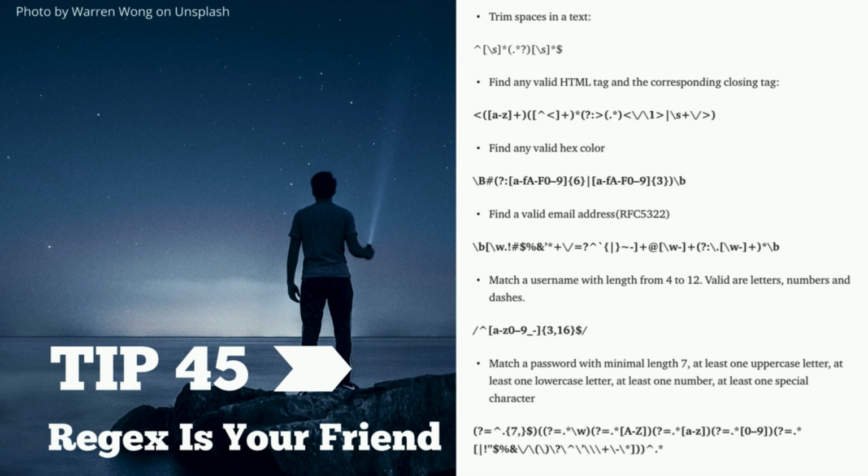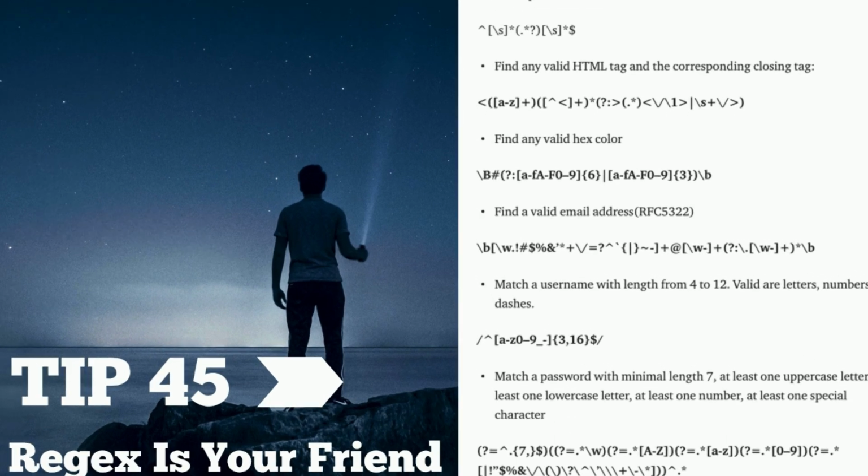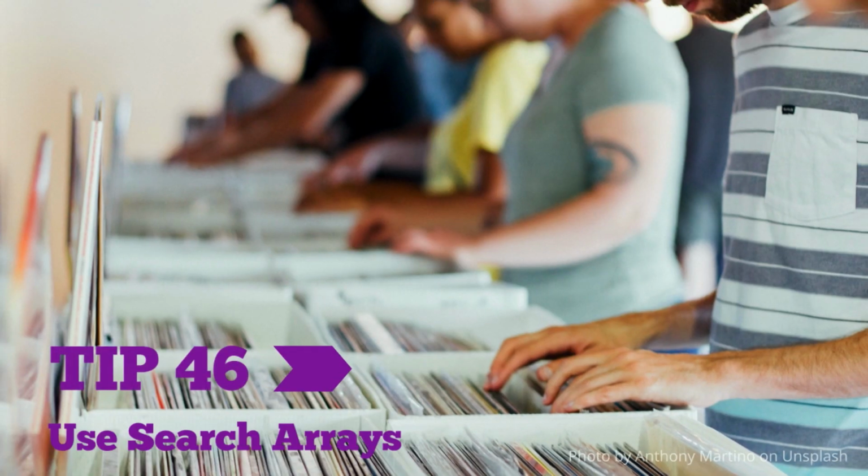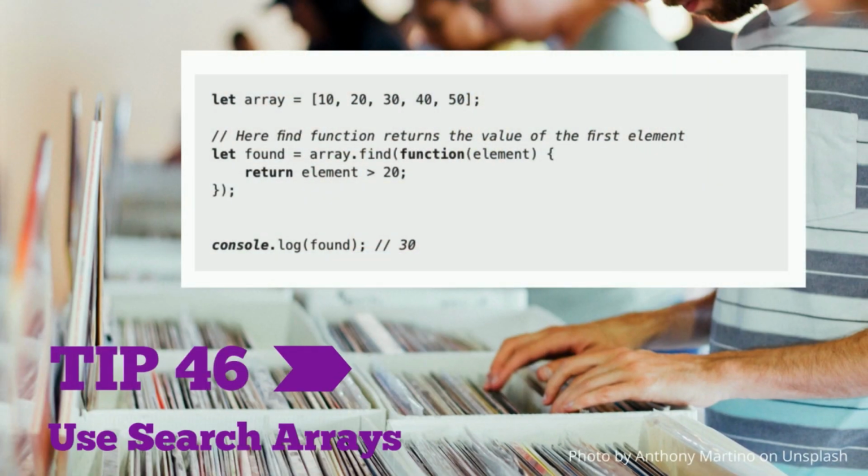Then match a username with a length from 4 to 12, made of letters, numbers and dashes. Match a password with a minimal length of 7 and at least one uppercase letter, at least one lowercase letter, at least one number, and at least one special character. Use lookup arrays. They are used to obtain a value based on another instead of using a switch case statement.